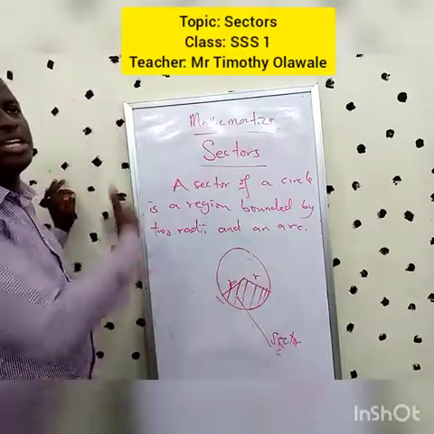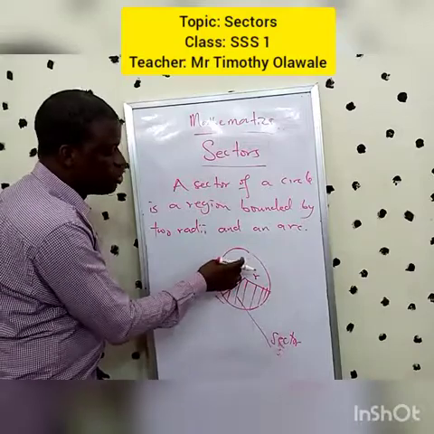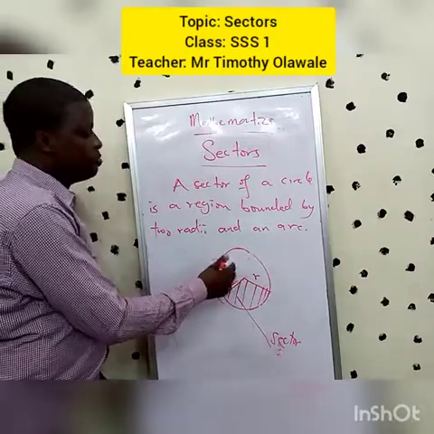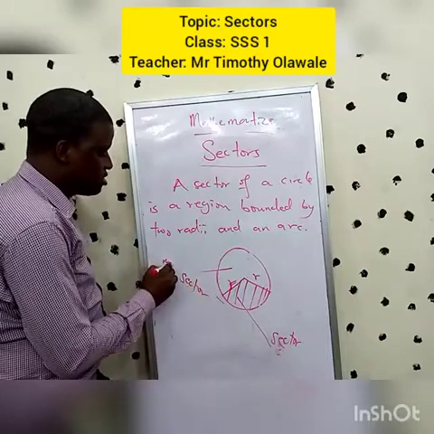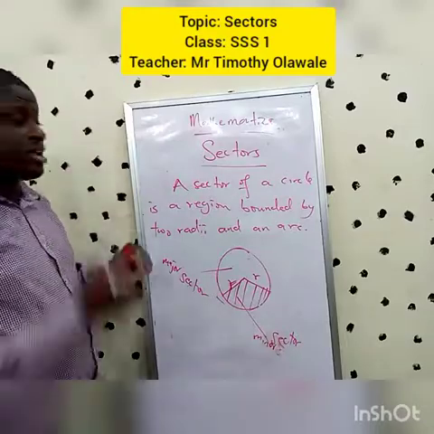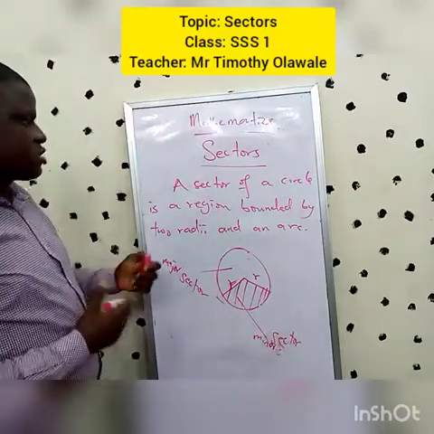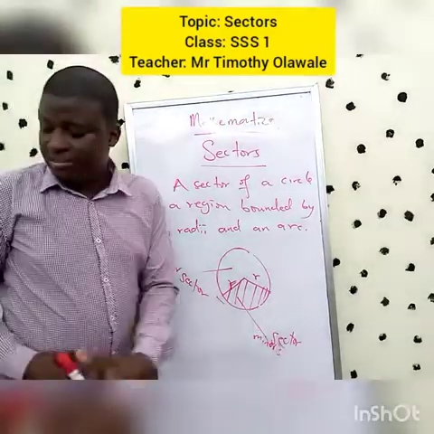Last class I called it a major arc, and this is bounded by two radii too. So this region too is a sector, but it is a bigger sector. So this is a major sector while this is a minor sector. Is that clear? So a sector of a circle is a region bounded by two radii and an arc.